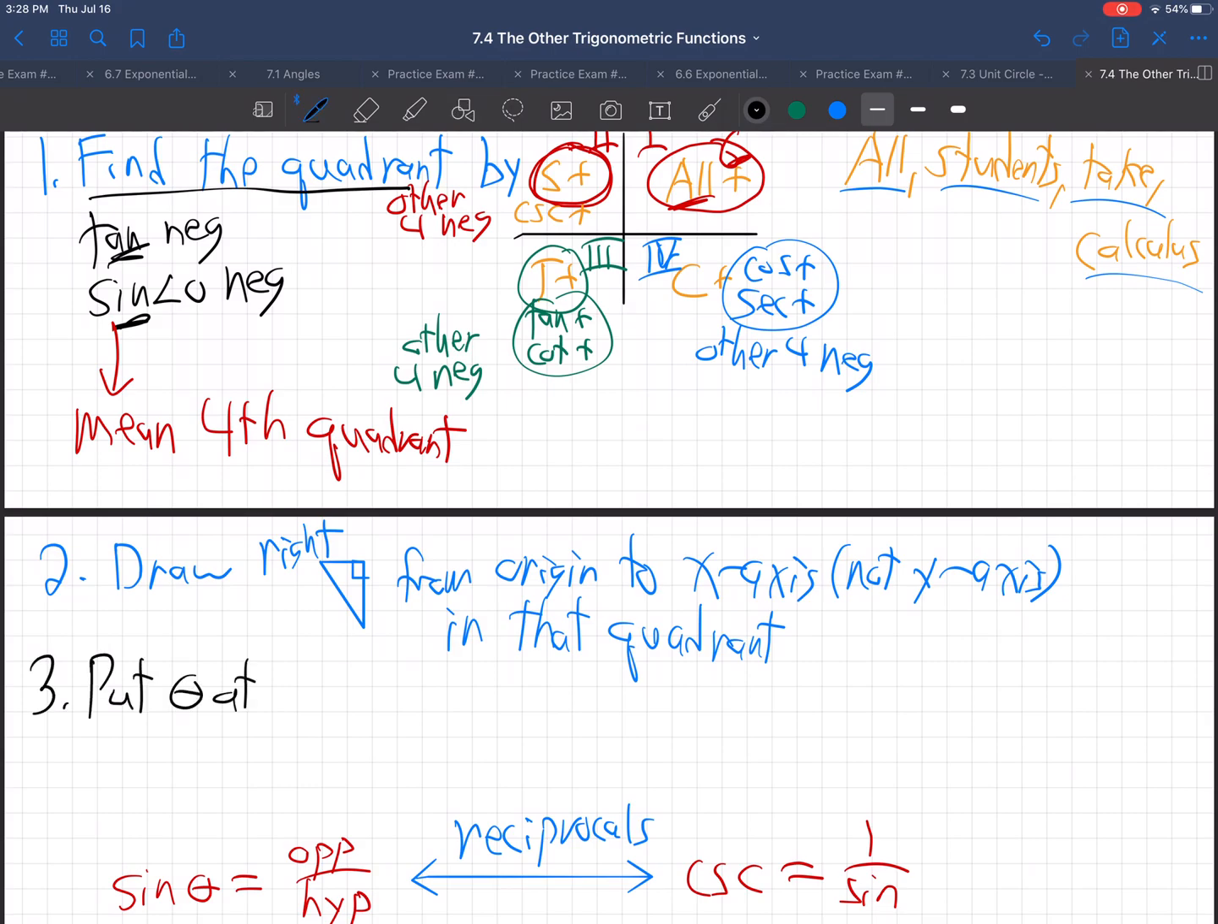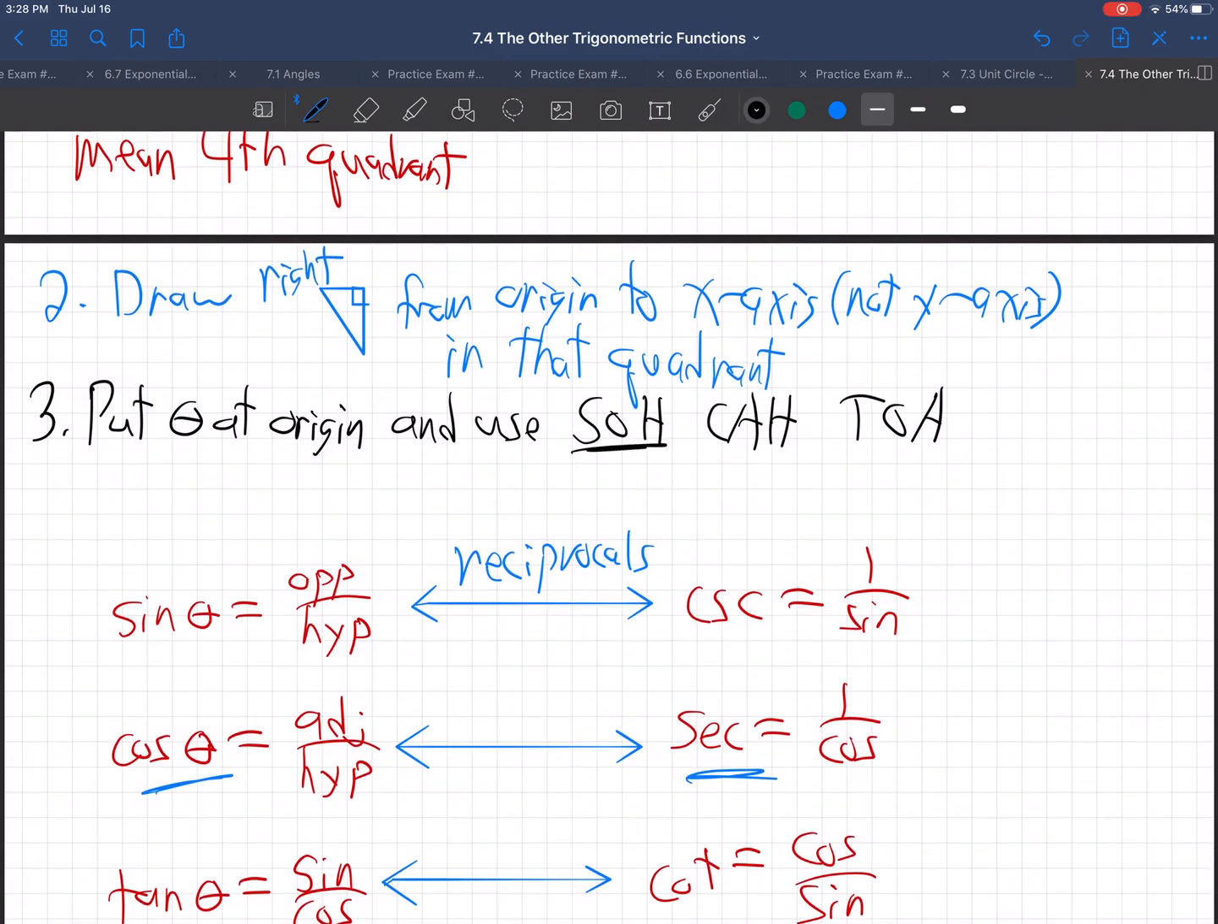Put theta at the origin, and use SOHCAHTOA. What do I mean by SOHCAHTOA?